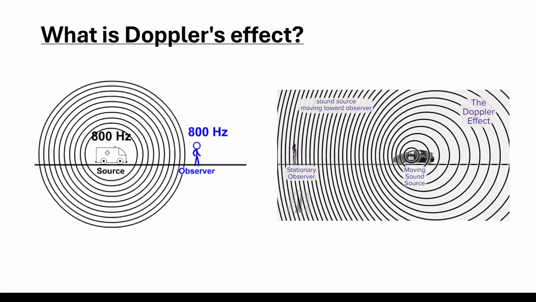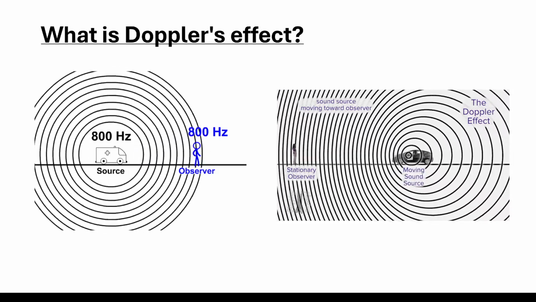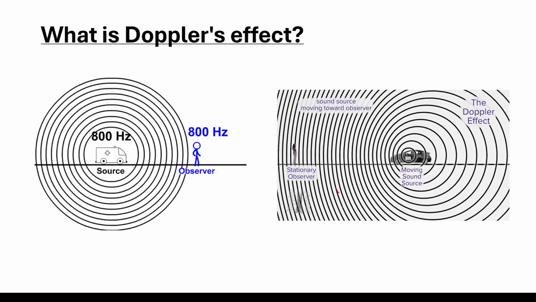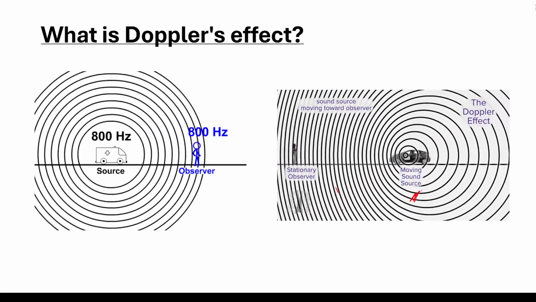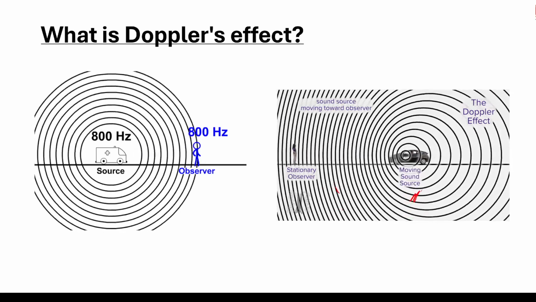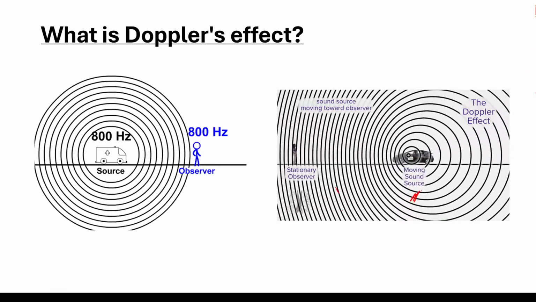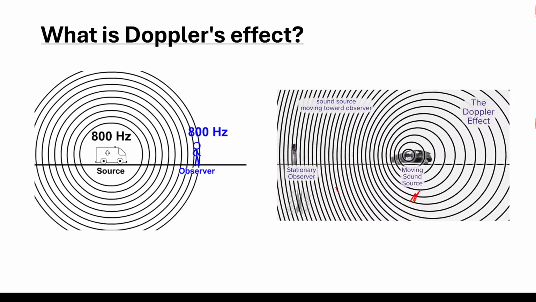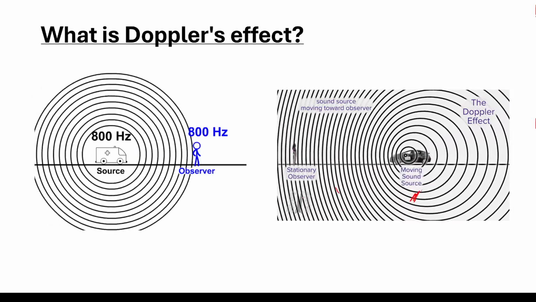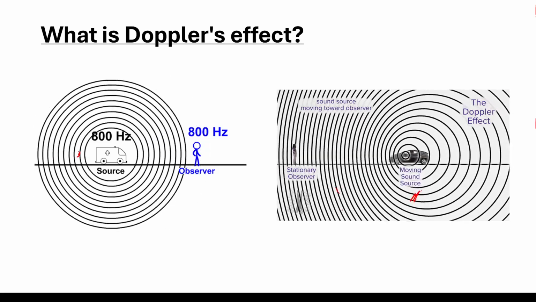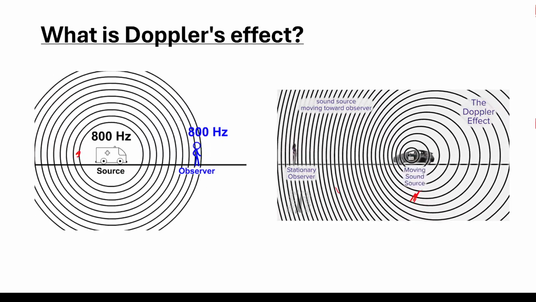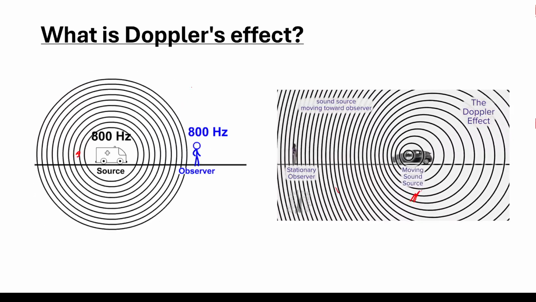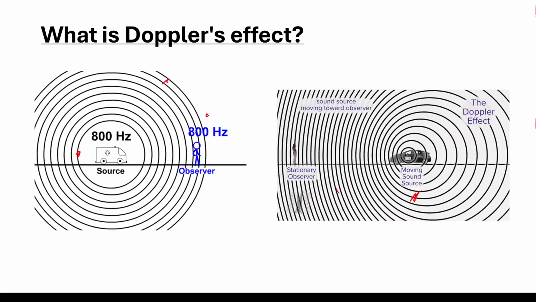On the first slide, you can see two animations here. If you see the first one, the source is emitting some kind of wave which is 800 hertz. The observer who's listening to the siren sound made by the ambulance is also finding the frequency to be 800 hertz.